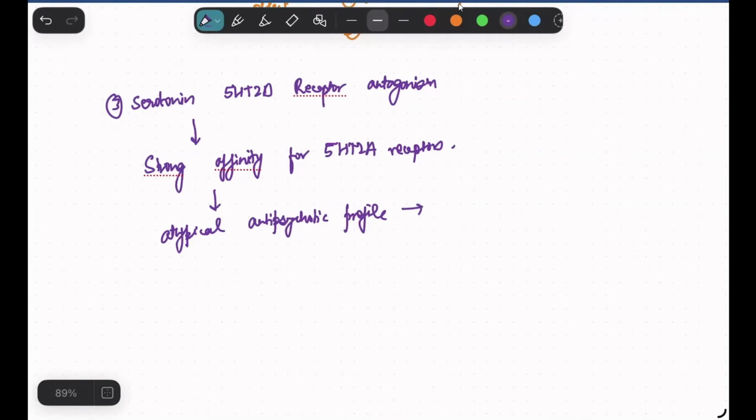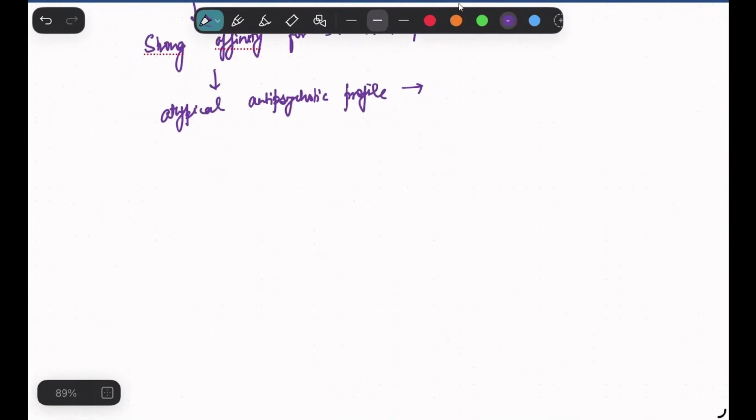It actually reduces the EPS also, and it also allows improvement in the positive symptoms of psychosis. How? I'll be telling you the facts, and then I'll be telling you the concept, and then we will be writing it down, so it will become easy for you to understand.